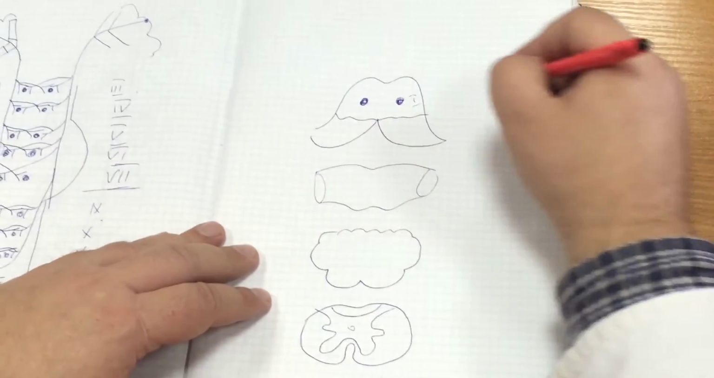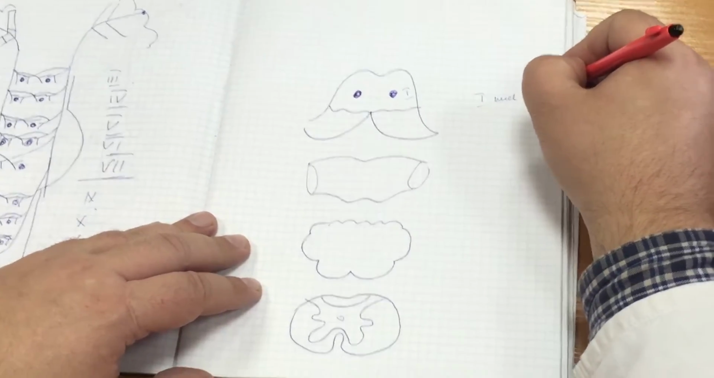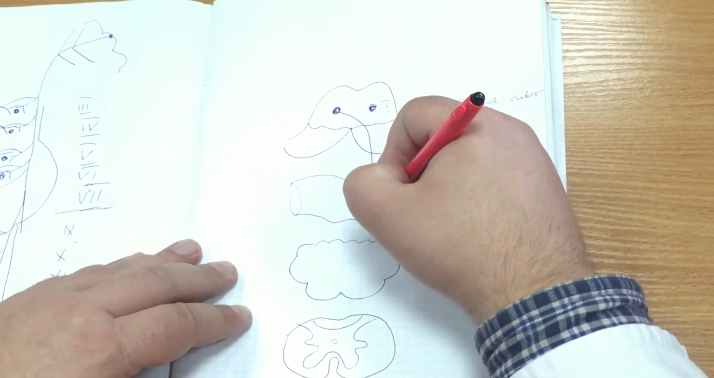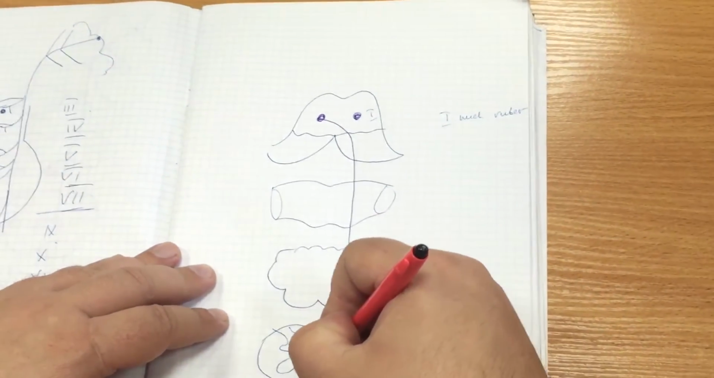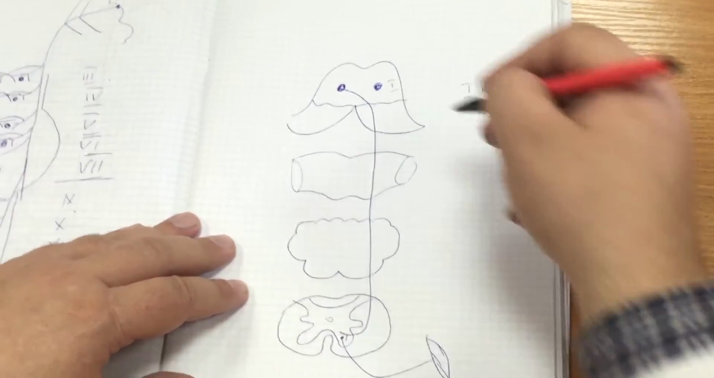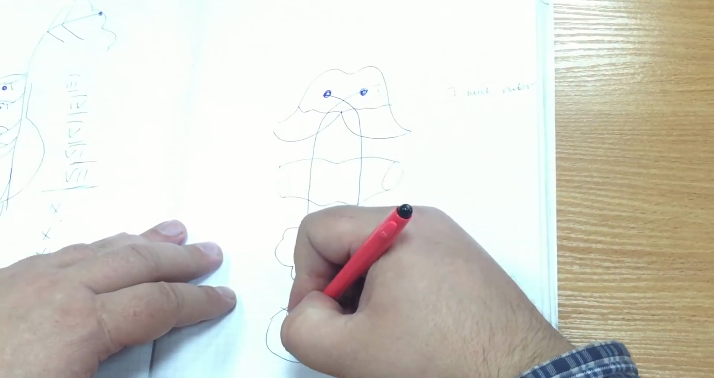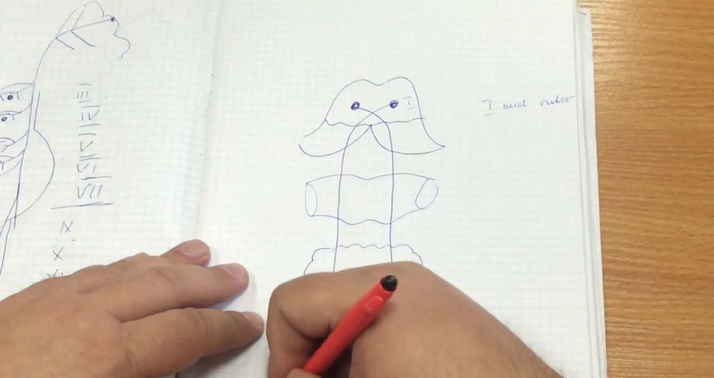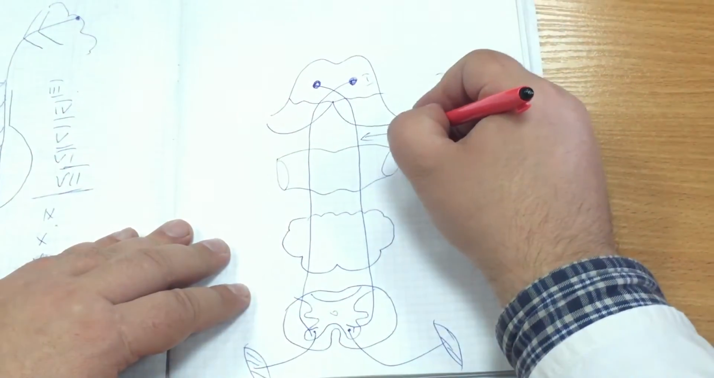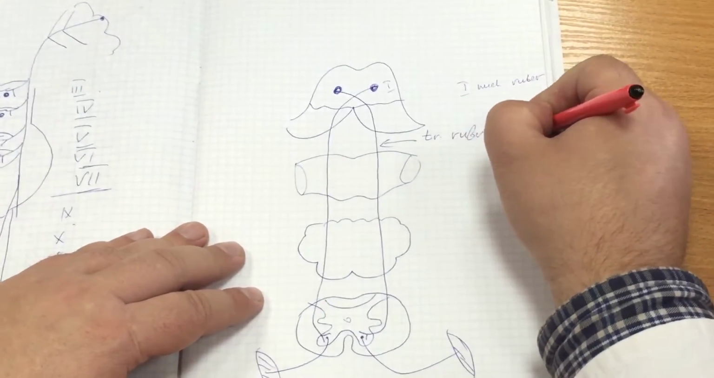That is why the first neuron is nucleus ruber, and tractus rubrospinalis.